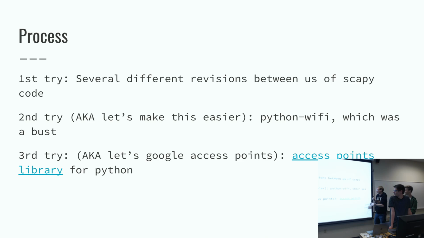So then we just found the library accesspoints. It gives you access points and their signal strength. That makes it a lot easier. So we just used that.